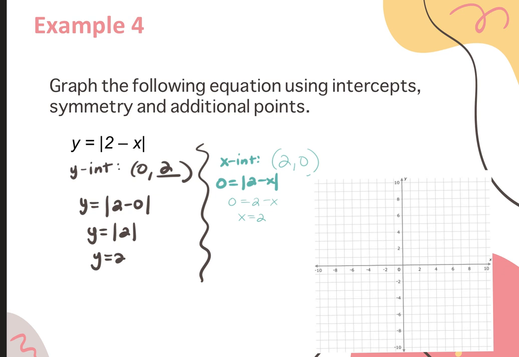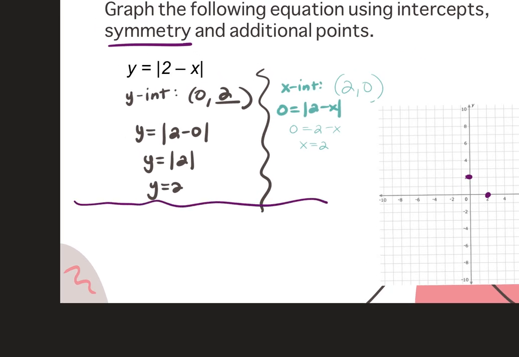And I'm going to plot those 2 points. So I've got (0, 2) and (2, 0). I need at least 3 points to figure out my shape, so this is not enough yet. If from my intercepts I get 3 points and I know the overall shape, I could plot it. But right now I don't have enough information. It also asks me to figure out my symmetry, so we're going to do that next.